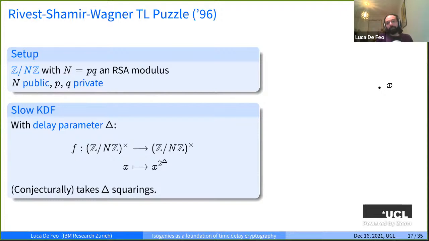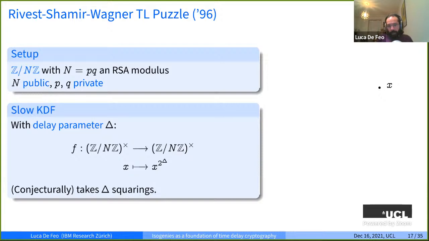The participant who runs the key derivation function will set up an RSA modulus, so an integer n that's a product of two large primes. You will publish the modulus n, and you will keep p and q private. So of course, under the hypothesis that factorization is hard, no one would be able to recover your private key. Now, the slow key derivation function is repeated squaring in this group of invertible integers modulo n.